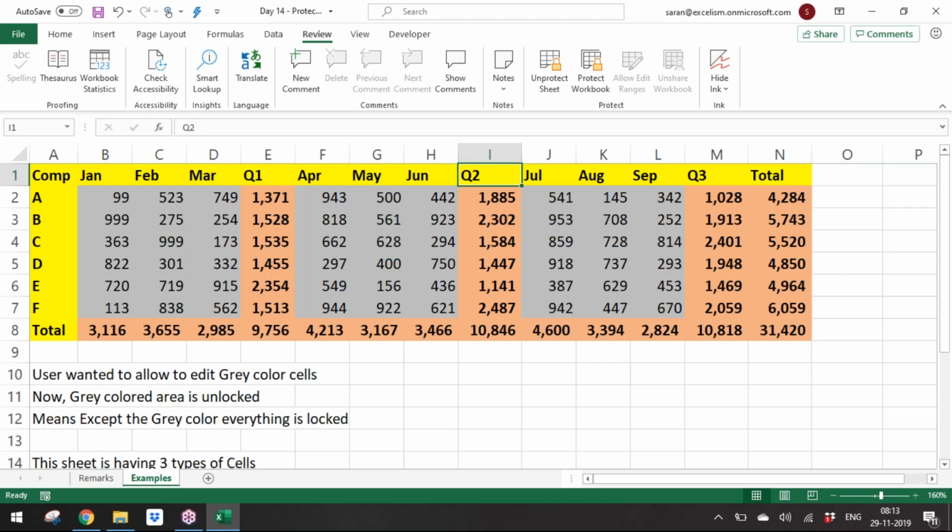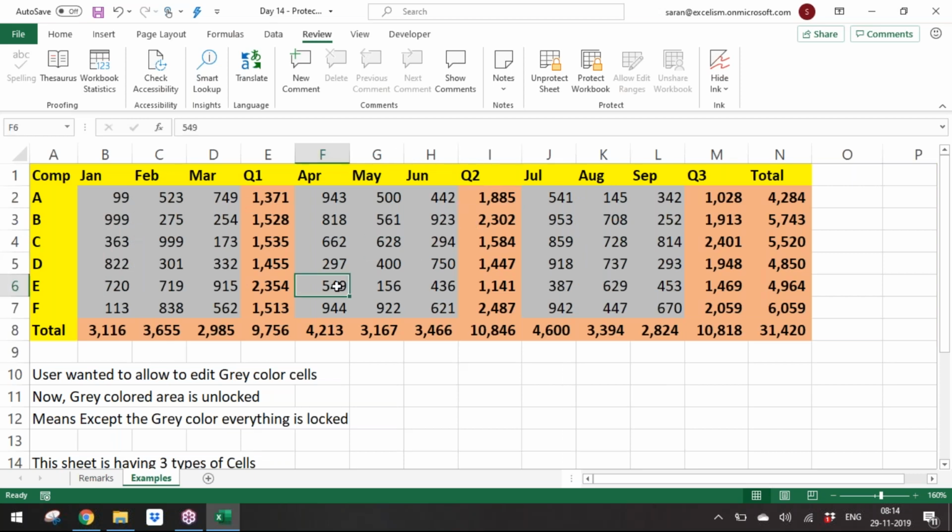But when I come down, let me go down. Are you finding anything in the formula bar content? Nothing, nothing. Because these cells are hidden also. Though I'm allowing the users to go into those cells, the user cannot see the formula bar. Okay, that's the meaning of this.